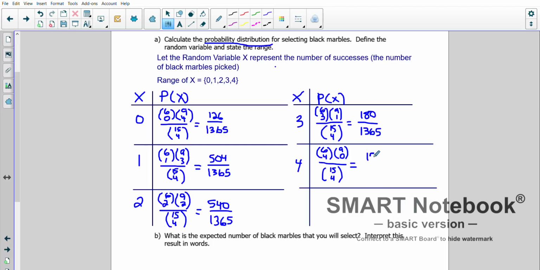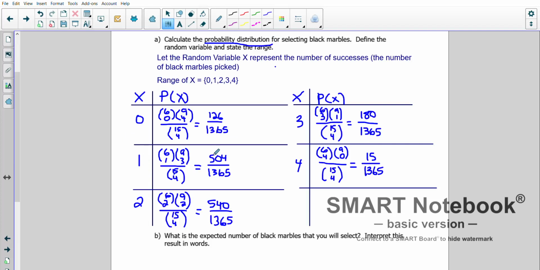It's 15 over 1365. Okay, so this outcome is approximately 1%. So when you're asked for a probability distribution, this is exactly what they want. Here are all my possibilities, my number of successes, and here are all the probabilities that go with them.